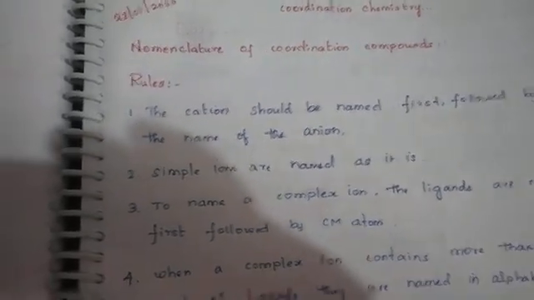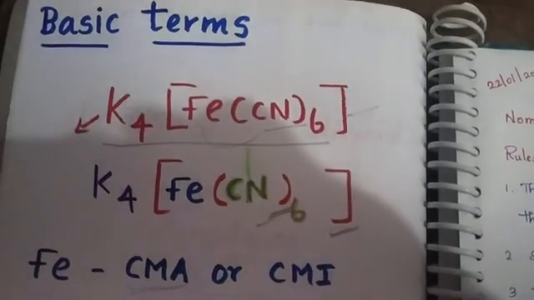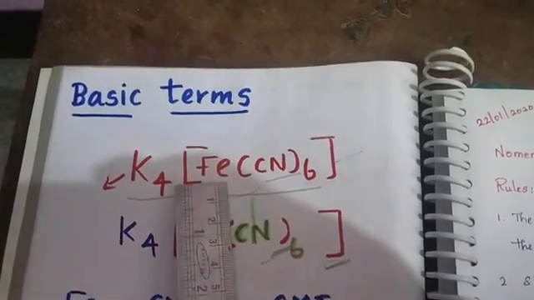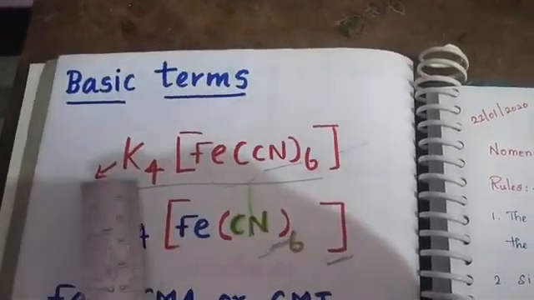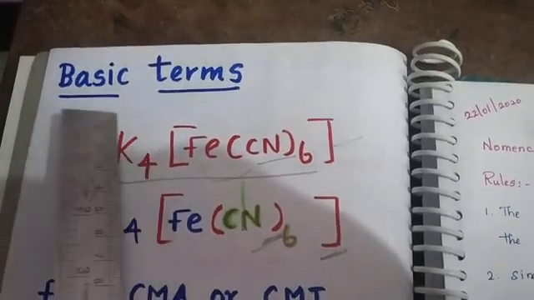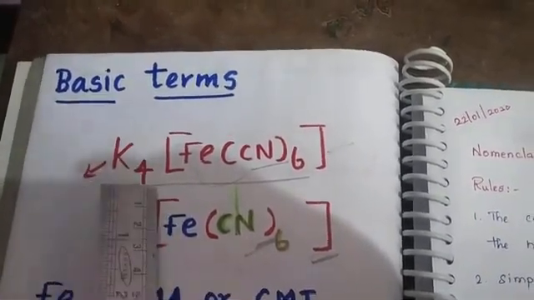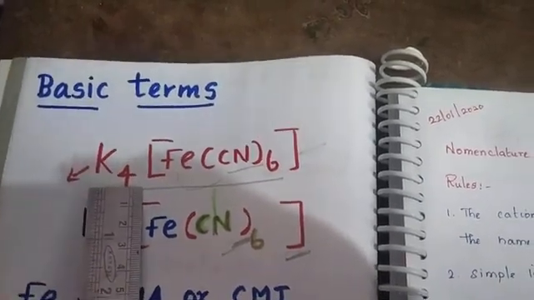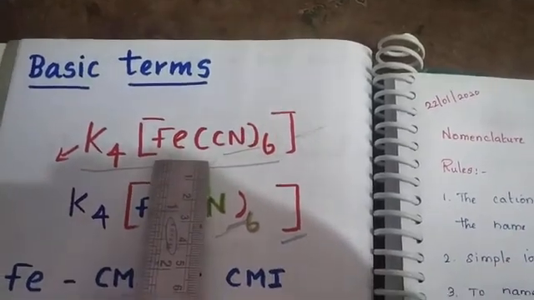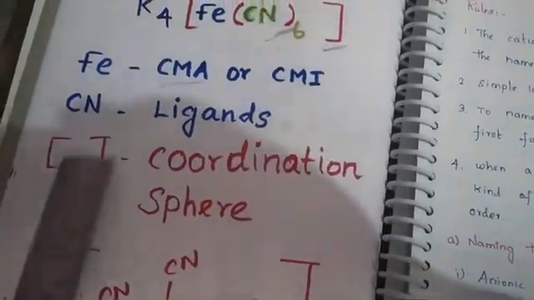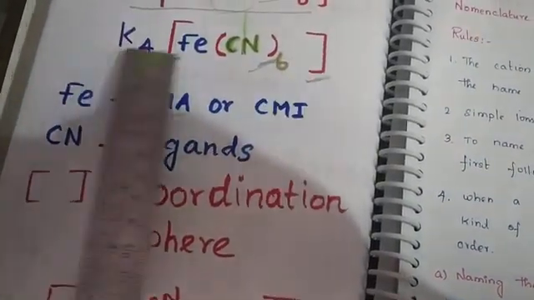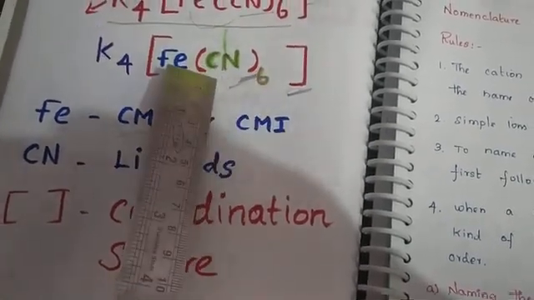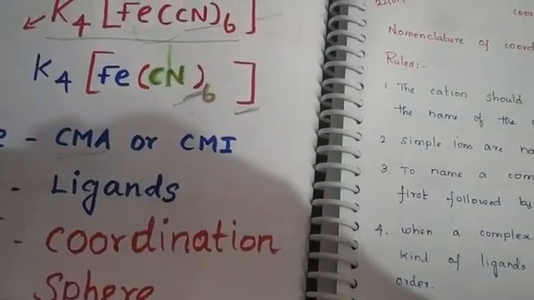What are simple ions? You see here, this is the coordination compound. I already told that this is the central metal atom and this is the ligand. But outside the coordination sphere, they have given one simple ion, which is nothing but the potassium. Always the simple ions will be present outside the coordination sphere. What is the coordination sphere? This is the coordination sphere. The square bracket is called the coordination sphere. Inside the coordination sphere we have the central metal atom and the ligand. So a simple ion is named as it is.